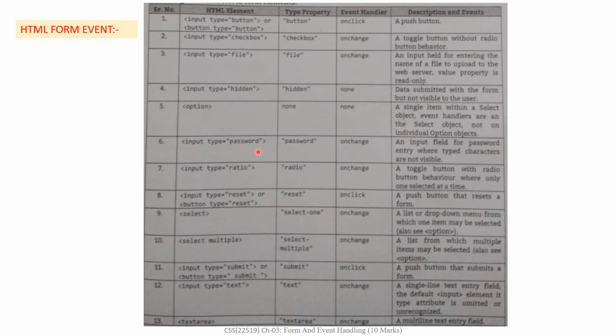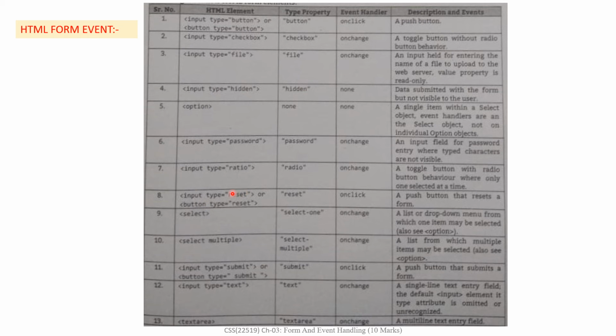Input type equal to password. The property is password, and the event is onchange. An input field for password entry where typed characters are not visible. Input type equal to radio. A toggle button with radio button behavior, where only one can be selected at a time.